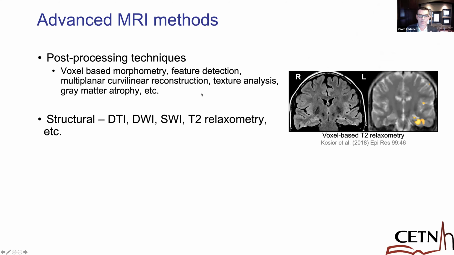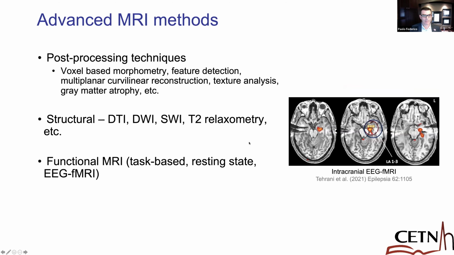The other thing one can do is acquire different imaging sequences. Don't repeat the HARNESS protocol, okay? You can obtain DTI, DWI, susceptibility weighted imaging, T2 relaxometry, such as in this patient that we published a while ago, and see if you can identify structural abnormalities using these additional sequences.